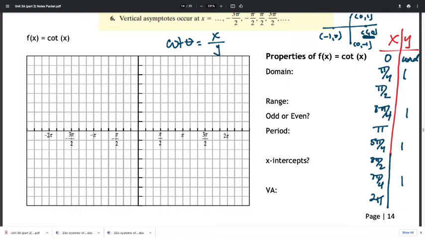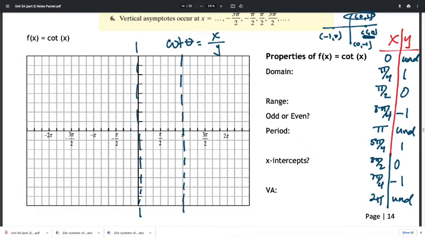Pi over 4 is in quadrant 1. 3 pi over 4 is in quadrant 2, where tangent's negative. 5 pi over 4 is in quadrant 3, where tangent's positive, and then 7 pi over 4 is in quadrant 4, where cotangent's negative. All right, pi over 2 is using this ordered pair, so when you do x over y, you get 0. At pi, we have undefined again, because we do negative 1 divided by 0. At 3 pi over 2, we have 0, and at 2 pi, we're back to undefined again. So every one of those that's undefined should be an asymptote, which starts here at 0. And then you have another one at pi.